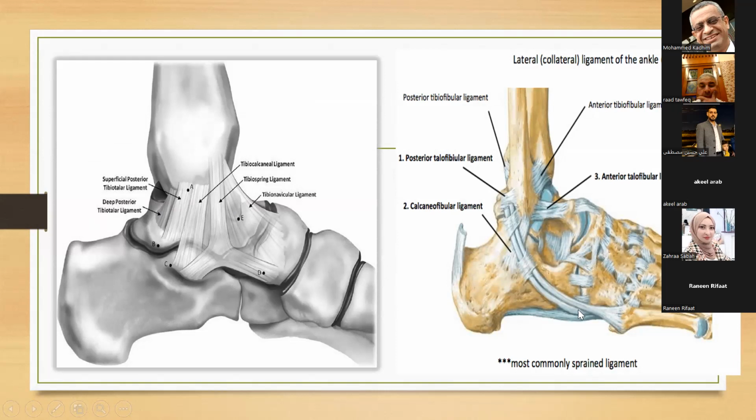And here's the lateral view of the ankle joint, showing us the anterior tibio-fibular ligament and the posterior tibio-fibular ligament, and those ligaments are called the syndesmotic complex. And this is the anterior talofibular ligament and the posterior talofibular ligament, and this is the calcaneofibular ligament.